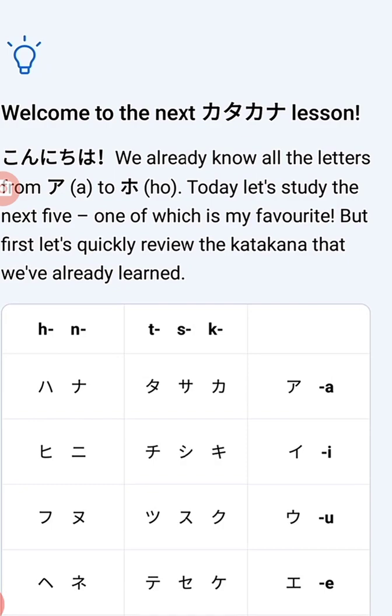Welcome to the next lesson. I guess this is the characters meaning katakana. The next katakana lesson. We already know all the letters from A to Ho. Today, let's study the next five, one of which is my favorite. But first, let's quickly review the katakana that we've already reviewed. Sounds like a plan.